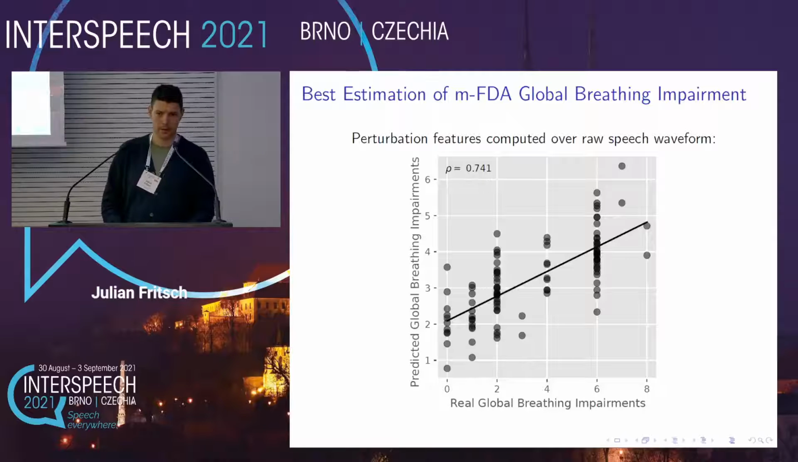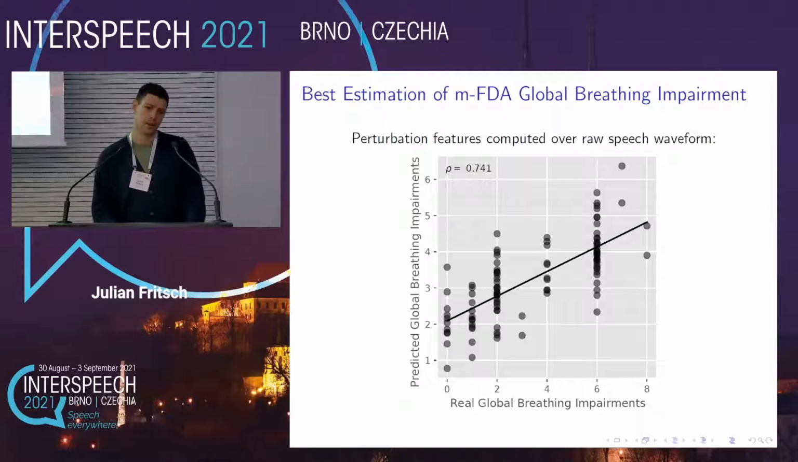And I've plotted this also in a scatter plot. On the x-axis, you see real global breathing impairment. On the y-axis, predicted labels. So you can see that the predicted labels only range from 1 to 6. So we're not predicting any zeros, and overall also under predicting, which is why the regression line is also rather flat.